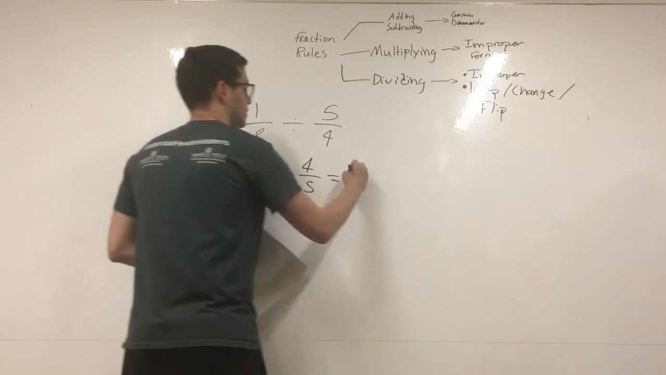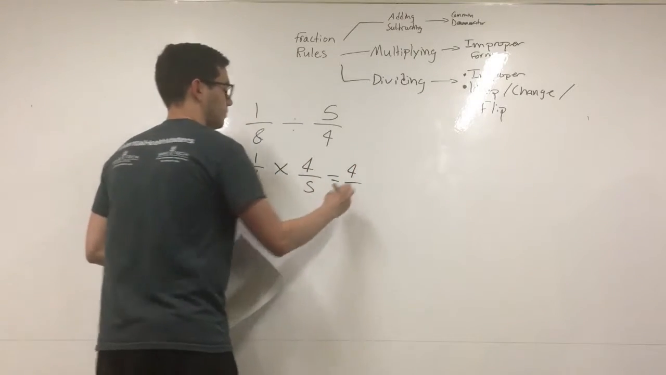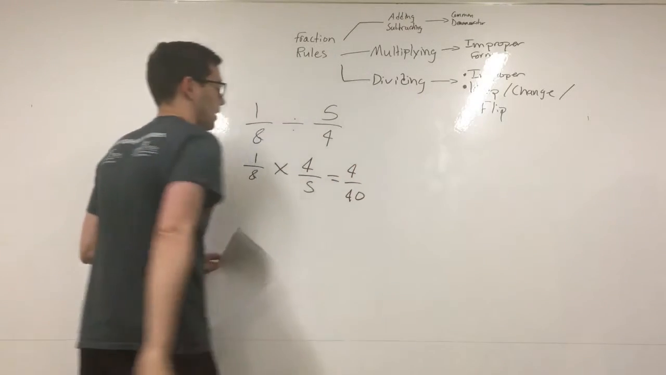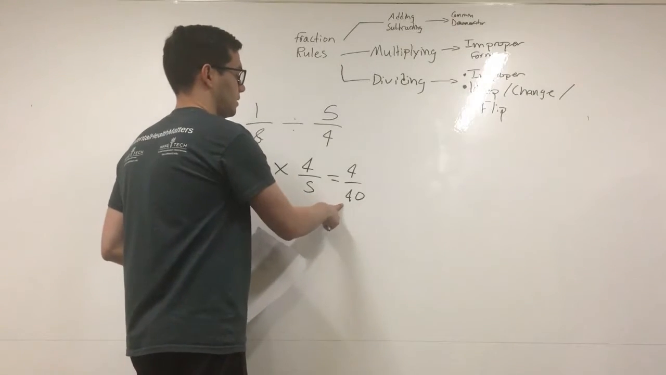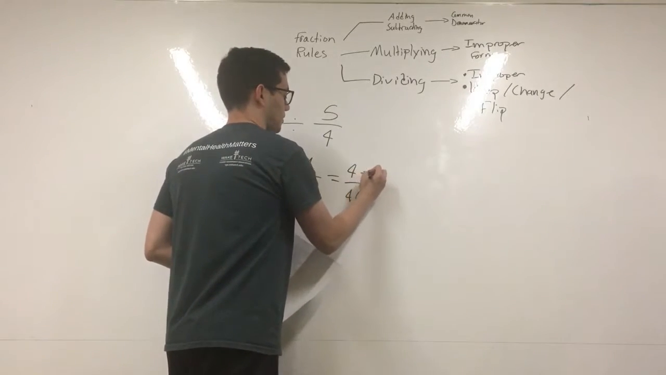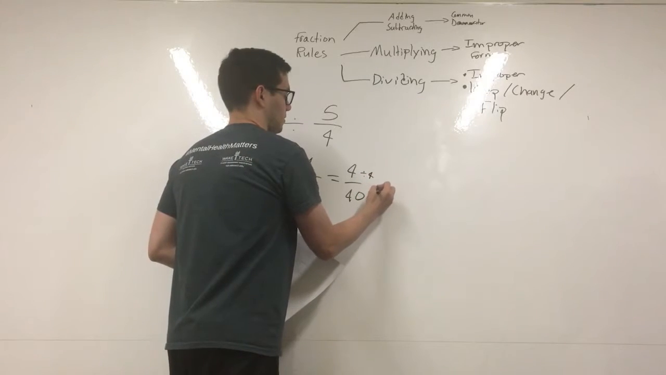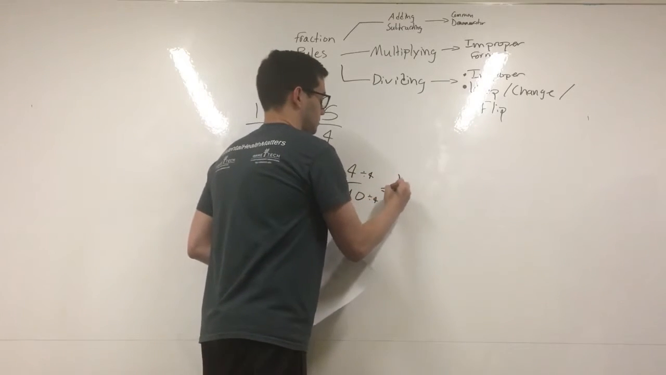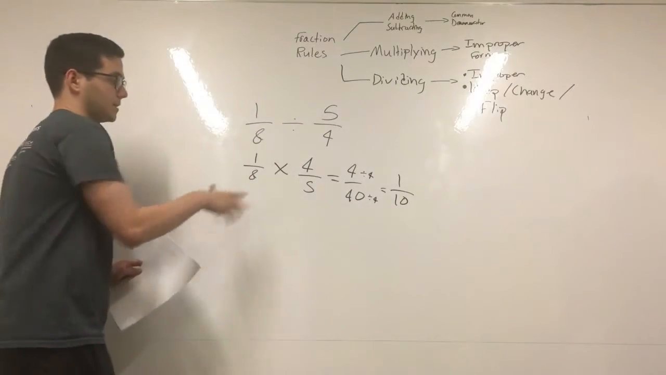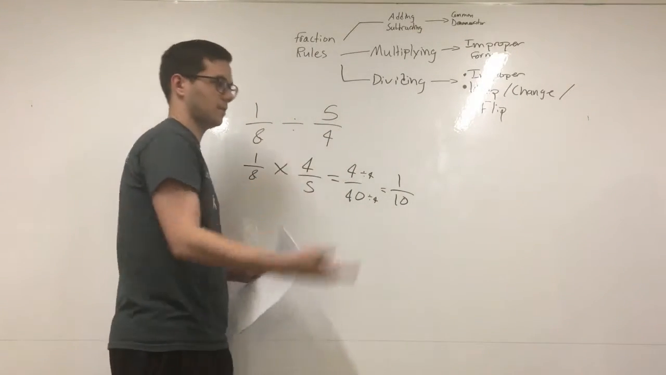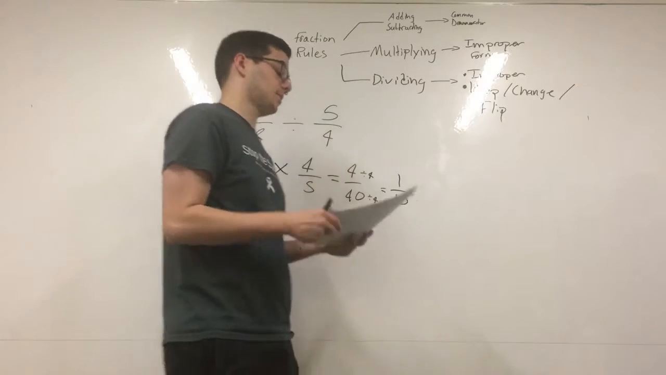1 times 4 is 4. 8 times 5 is 40. This can obviously be simplified. I can divide by 4. Or I could have gone the other way, because both of these are even, so I could have divided by 2 and then by 2 again.